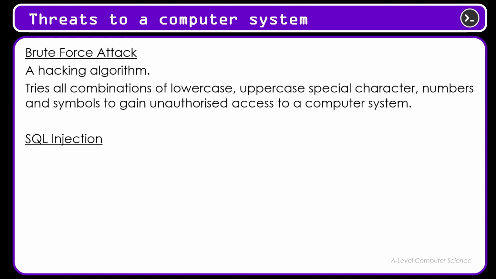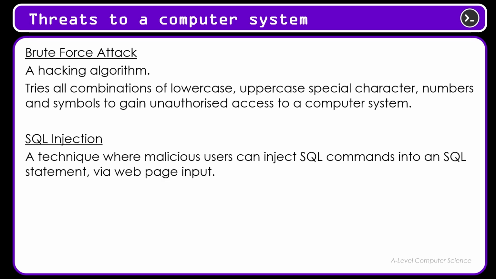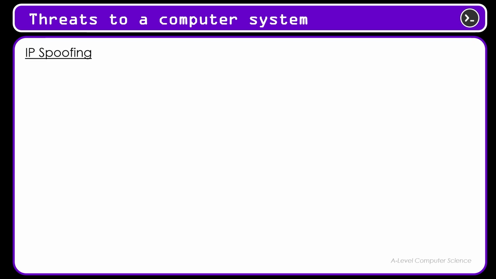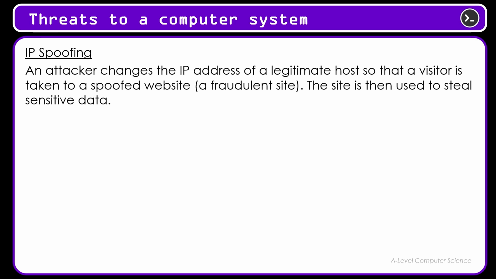SQL injection is a technique where malicious users can inject SQL commands into a statement via a web page input, and then this can alter the statements and compromise security of information held in the databases. IP spoofing is where an attacker changes the IP address of a legitimate host so that a visitor is taken to a spoofed website, and then this site is used to steal sensitive data.